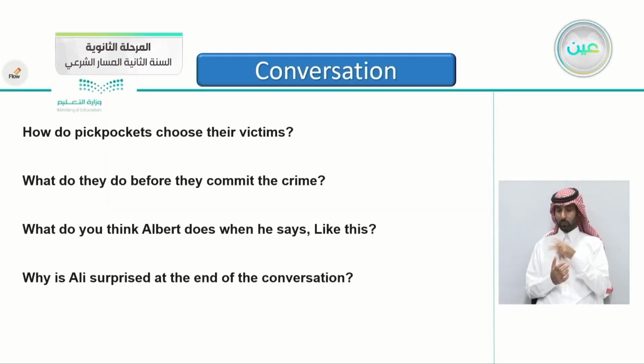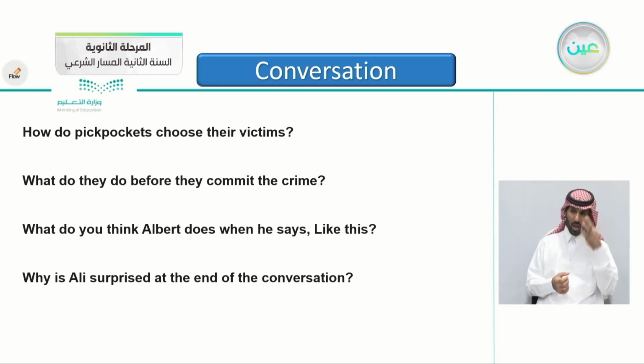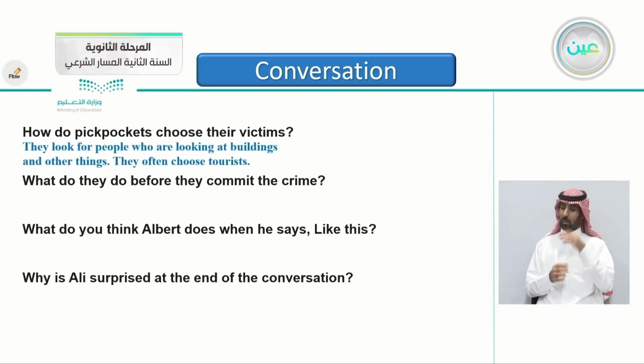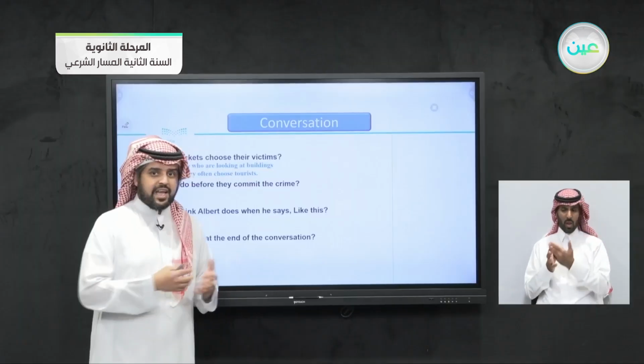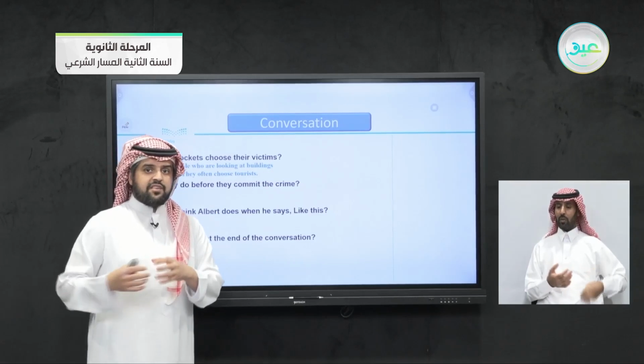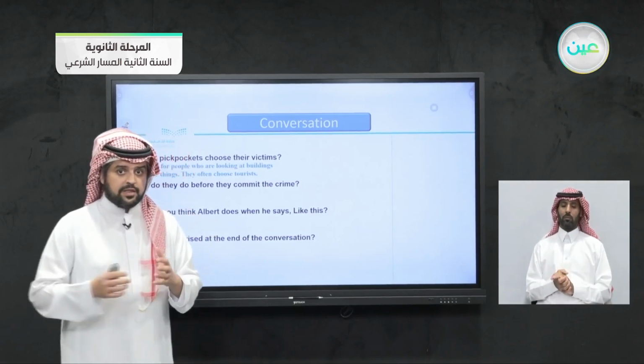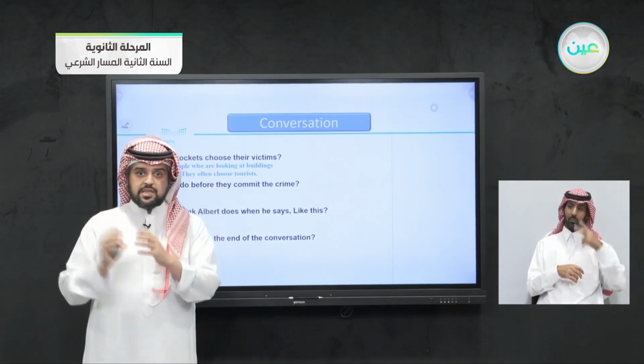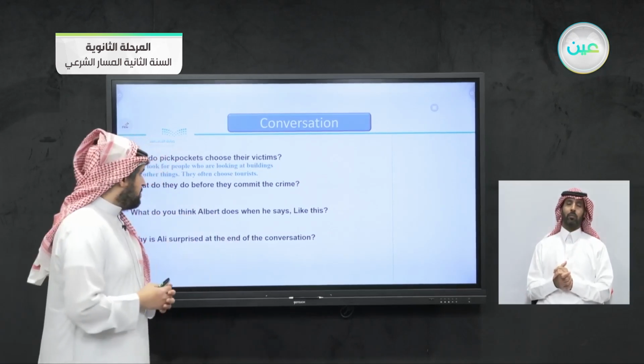So the first question here: how do pickpockets choose their victims? They have plans, they're organized. Yes, they look for people who are looking at buildings and other things. They often choose tourists. Why? Because they know tourists have money in their wallets, and they're not paying attention to the street. They're always looking at the buildings.